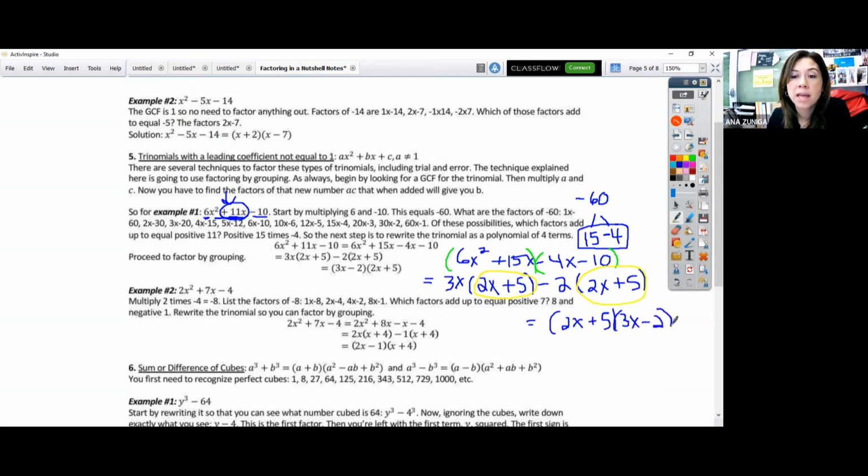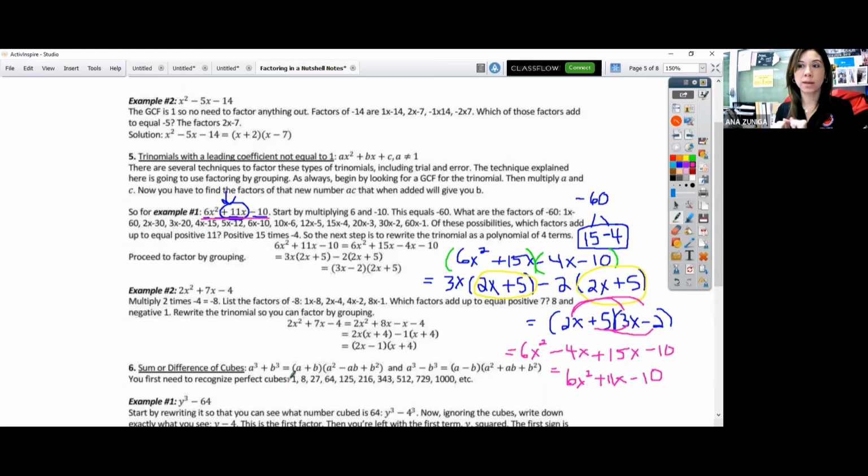Okay? And then that's your answer. And you can always check to see if you've done this correctly because you can distribute. Remember, factoring is the opposite of distributing. So if I actually sit here and I distribute and I multiply it out, I should get back exactly the same problem. So I'll get 6x squared minus 4x plus 15x minus 10. And what happens when I combine like terms? I end up with exactly the same problem, 6x squared plus 11x minus 10. So I'm literally back to where I wanted to be.